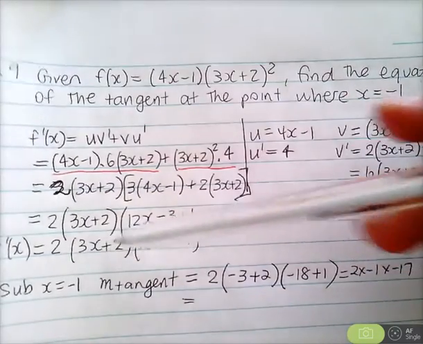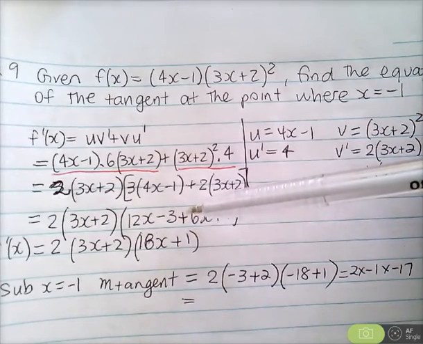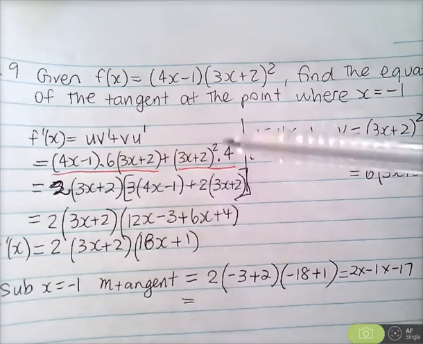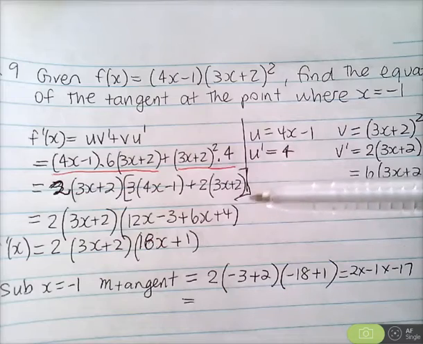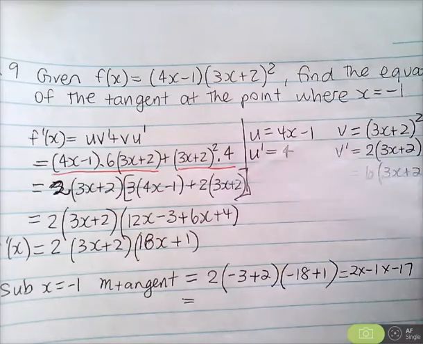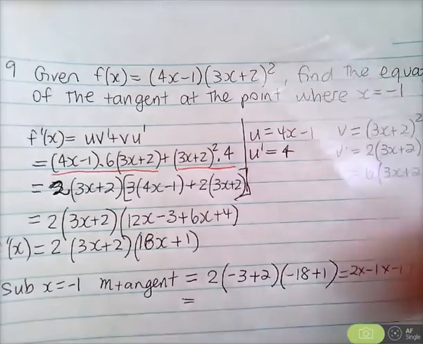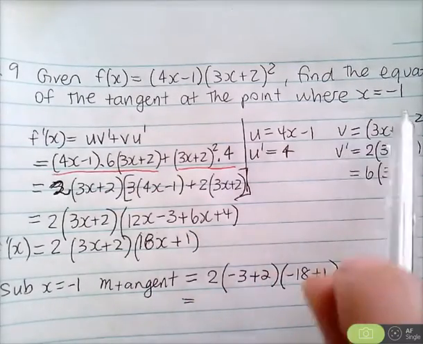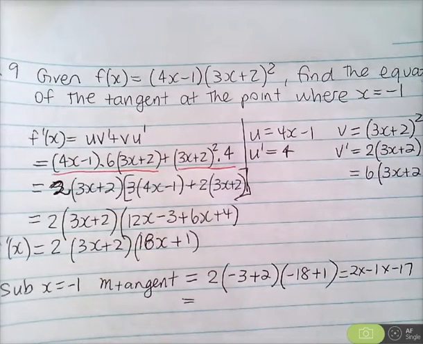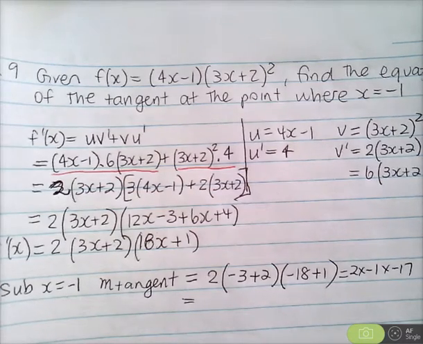F dashed x is the gradient function, and by substituting in different values of x, you can find the gradient of the curve or the tangent to the curve at any value of x. So we want the gradient of the tangent when x is negative 1. Because we want the equation of the tangent when x is negative 1. To do the equation of the tangent, you need the gradient and the point. So by substituting x is negative 1 into the derivative, you get the gradient of the tangent. So everything with first derivative is gradient of tangent. Everything.